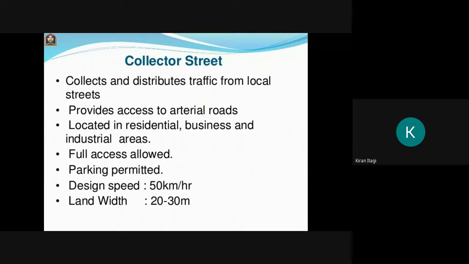Collector roads connect to the arterial roads, and distribute the traffic from local streets. They provide access to the arterial roads. For example, Chandanagar is there, Yerwada is there, your Dole Patel College is there, which connect to this road, and some lane roads will be there. So these are all called collector streets. Parking is permitted. Design speed will be 50 km per hour and lane width will be 20 to 30 meter.